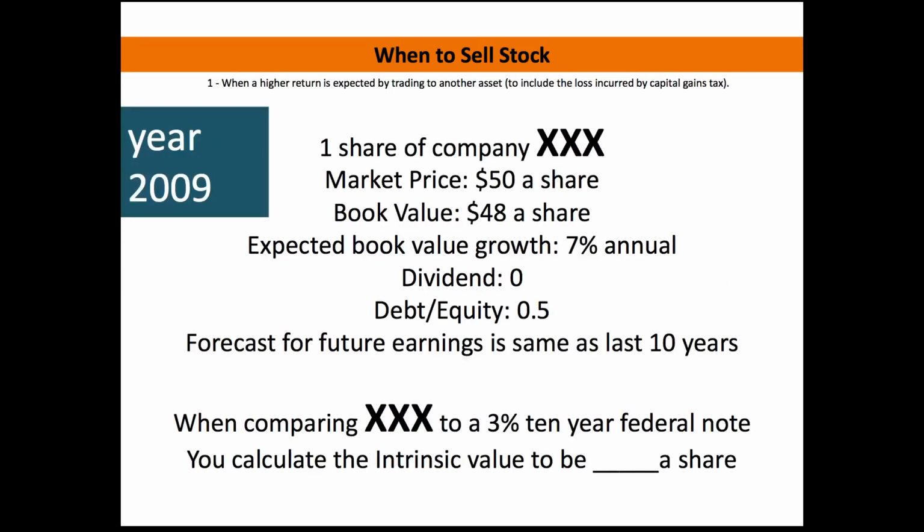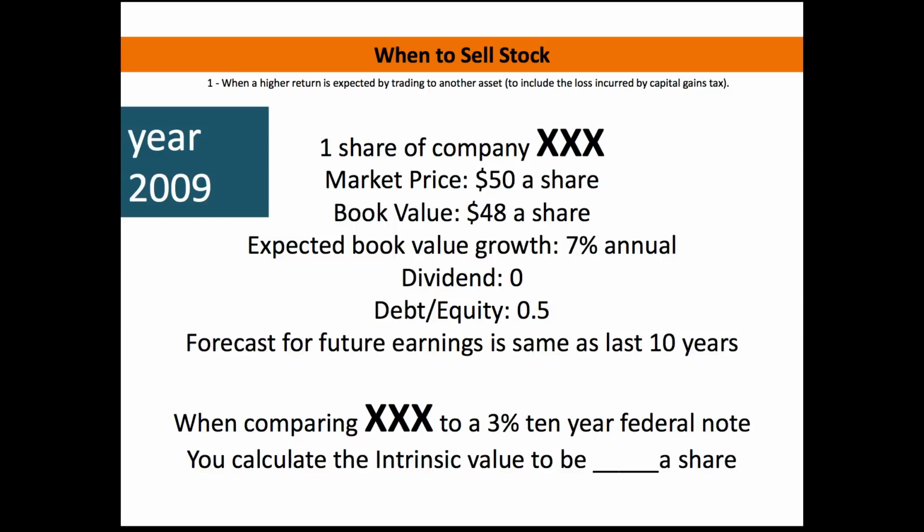Okay, I'm going to give you a scenario, and this is just a generic scenario. It doesn't really have anything to do with the current market trends, like how low it was in 2009, so don't read into that too much. Just look at the pure numbers, because that's what I'm trying to get at here. I'm going to lay out a scenario where there's one share of a company, and the ticker for that company is XXX. The market price of company XXX is $50 a share, and the book value for that company is $48 a share, which is really close to the market price.